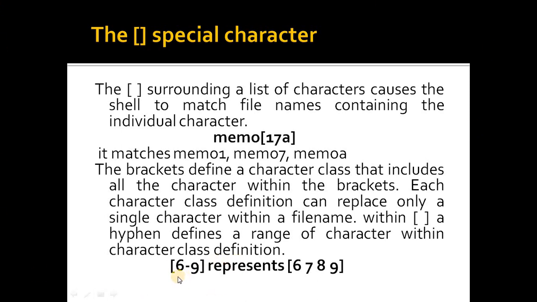So in the given example we have given 6-9. This represents 4 numbers: 6, 7, 8, 9. Instead of specifying all these numbers we can just give 6-9. Okay, so with this we finish with meta characters. In Linux we have 3 meta characters: question mark, asterisk and a pair of square brackets.